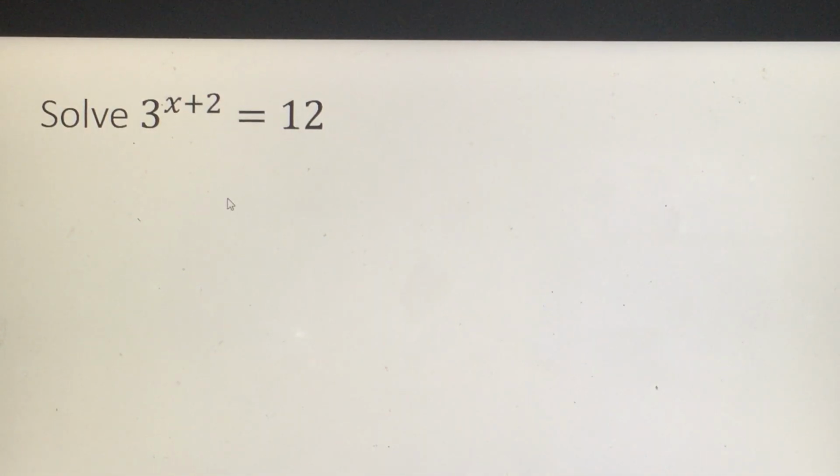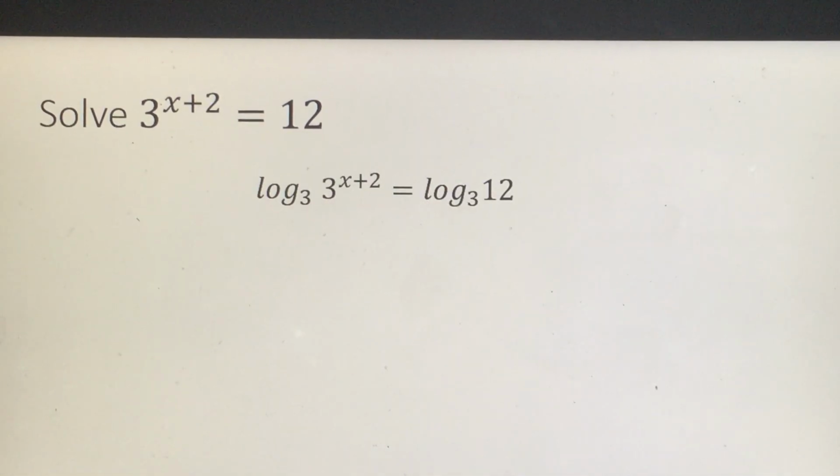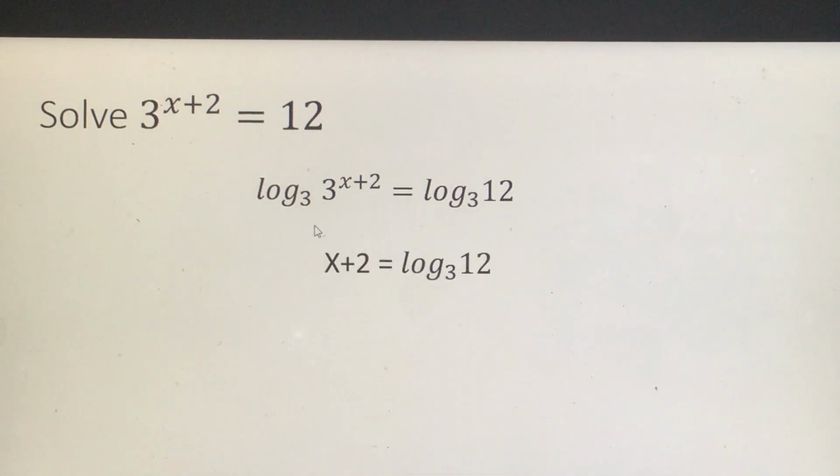Now, let's look at this one. Again, x is not in the base, it's in the exponent. And it has a plus 2, but that's not a real big deal, as you will see. So what you want to do is, what's the inverse of the exponent? The log. So we're going to do log base 3 on both sides. What you do to one side, you do to the other side. This cancels out. So you're just going to have x plus 2 equals log base 3 of 12.